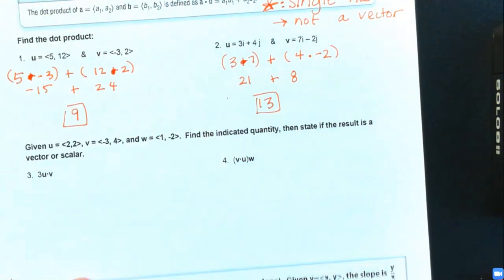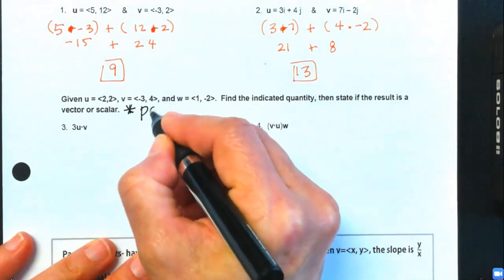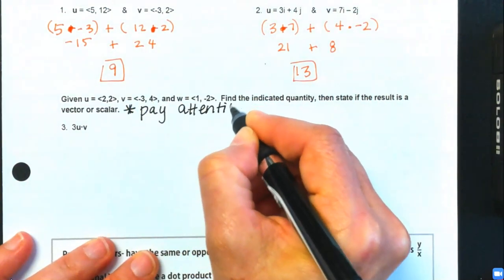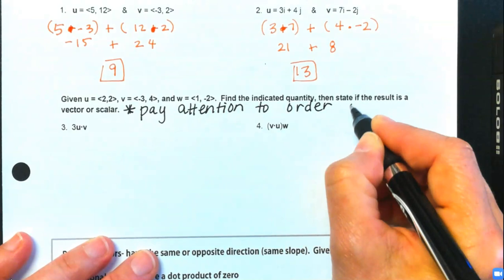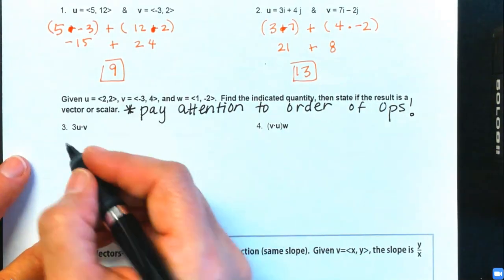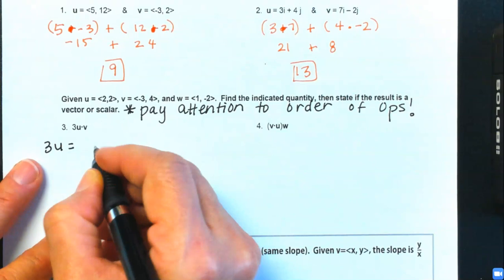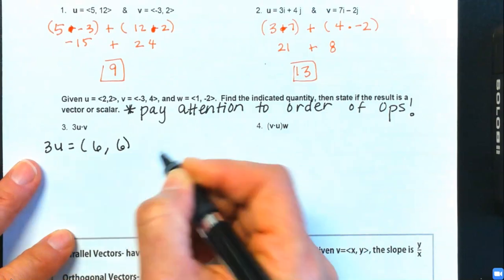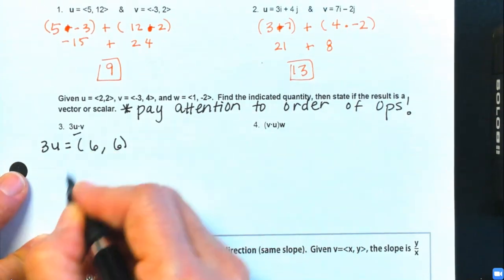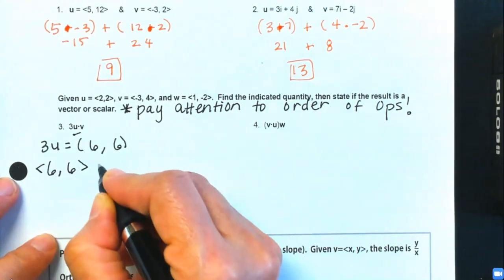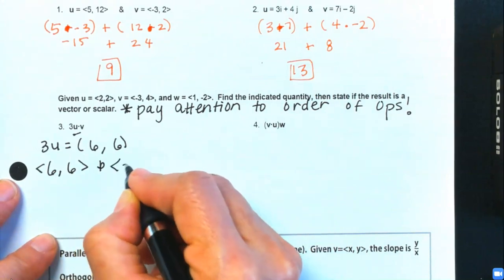Okay, let's take a look at this next part. For the indicated quantity, we're going to state the result as a vector or a scalar product. Be very careful and pay attention to order of operations. So the first thing we're going to do is apply a scalar multiple, just multiplying 3 times u. And now we're going to do our dot product with vector v.